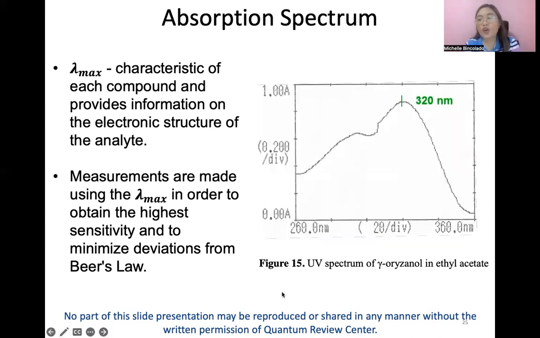So guys, ito yung isa sa mga absorption spectrum ko na na-obtain ko during my MS thesis. The compound I'm after, or the compound study ko is called gamma oryzanol, at ang kanyang lambda max obviously is found at 320 nanometers. So for the entire analysis, 320 nanometers guys yung ginamit ko na wavelength, kasi dito pinaka-sensitive itong compound. As you can see, ayan yung peak ng kanyang absorption spectrum. So very distinct yung peak niya, 320 nanometers.